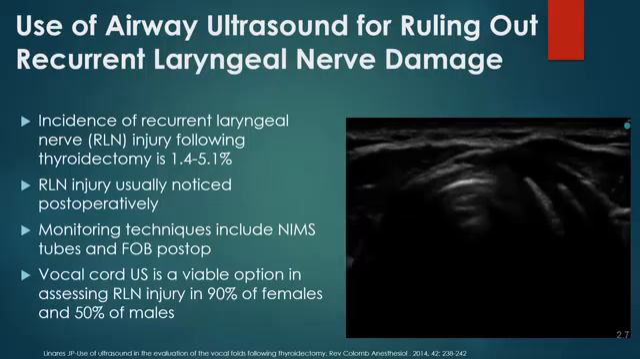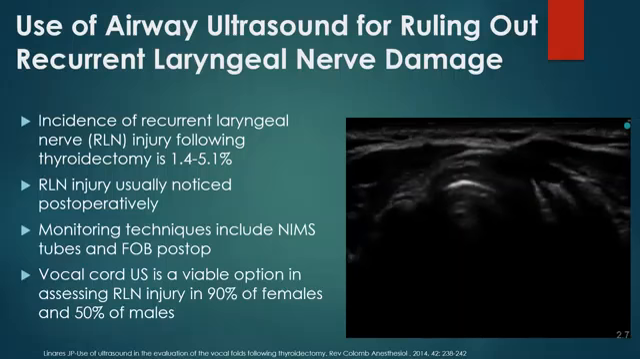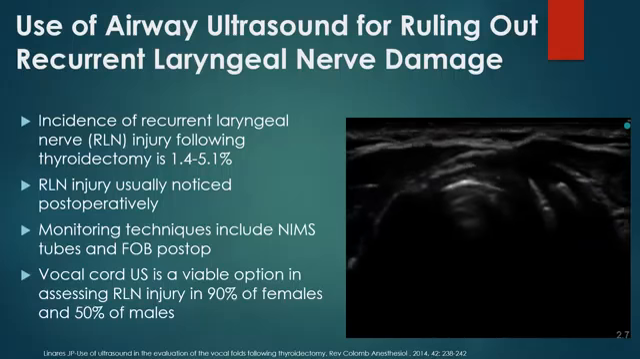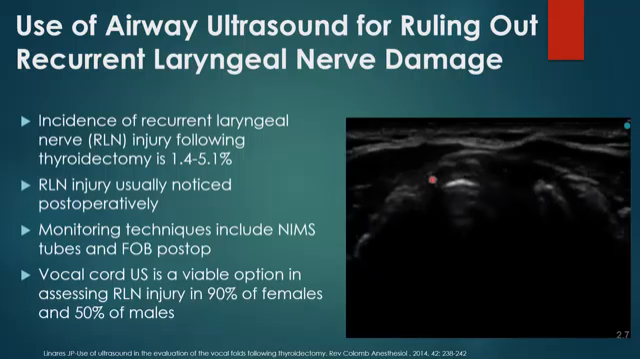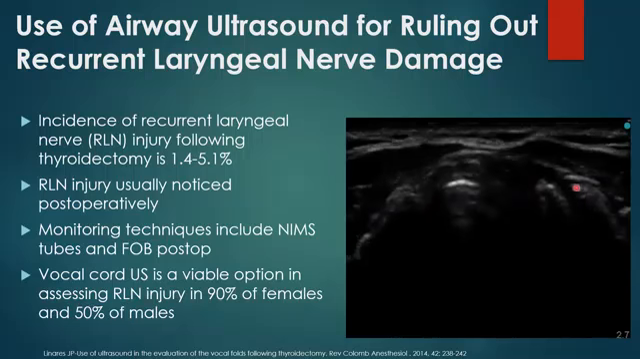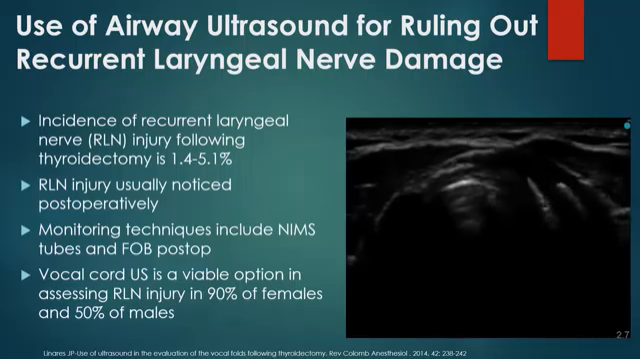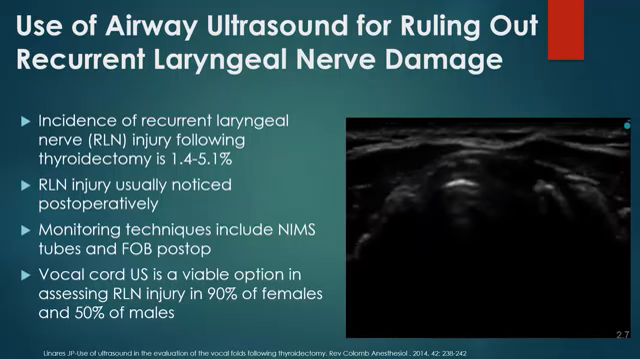Airway ultrasound can be used, as we spoke before, for ruling out recurrent laryngeal nerve damage. The incidence following thyroidectomy is about 1.4 to 5.1%. And you can see you can get a pretty good bit of movement here on this left side, not a lot of movement over here on this right side. Usually it's noticed post-op, and monitoring techniques include NIMS tubes, fiber optic bronch post-op in some practices.